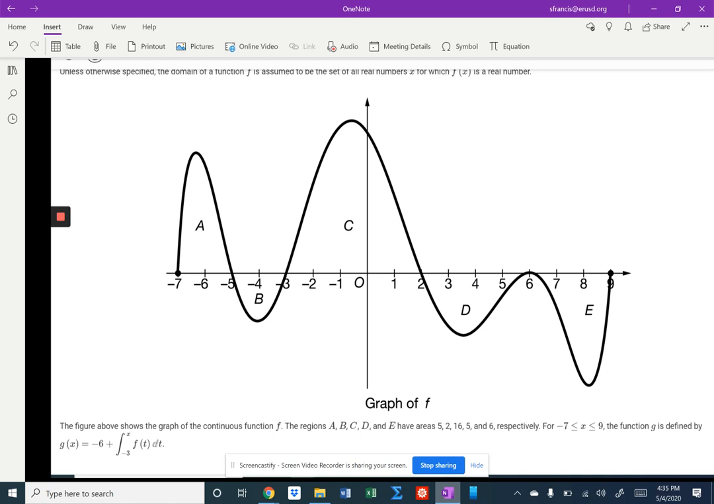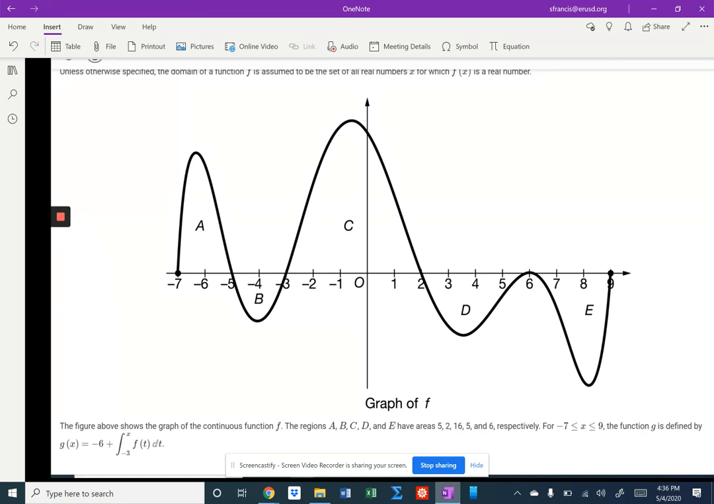So for question number 2, we were given this problem stem or prompt, and they tell us that the figure shows the graph of a continuous function f and the regions A, B, C, D, and E have areas 5, 2, 16, 5, and 6 respectively. That just means that we pair them up in order. So A goes with 5, B goes with 2, C goes with 16, D is also 5, and E is 6.